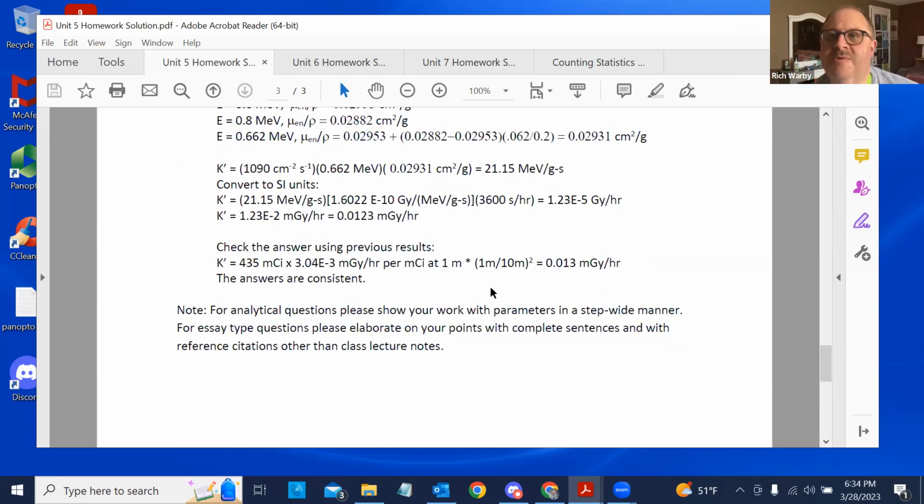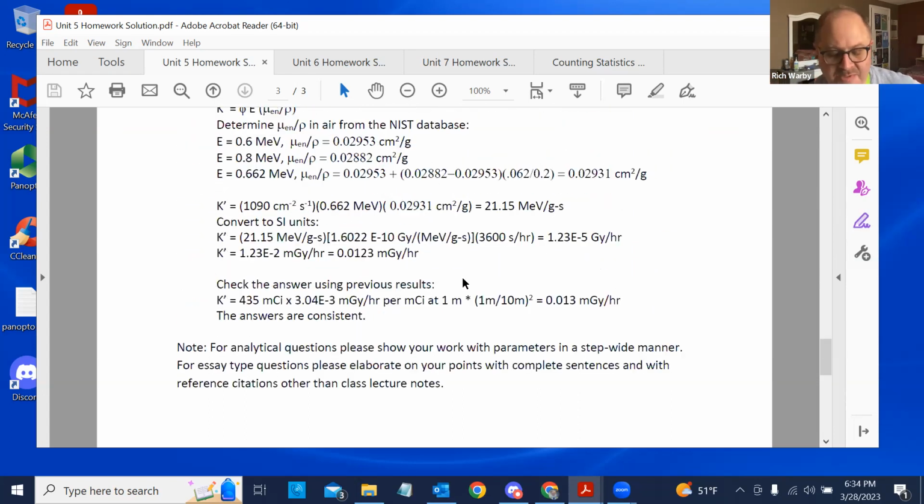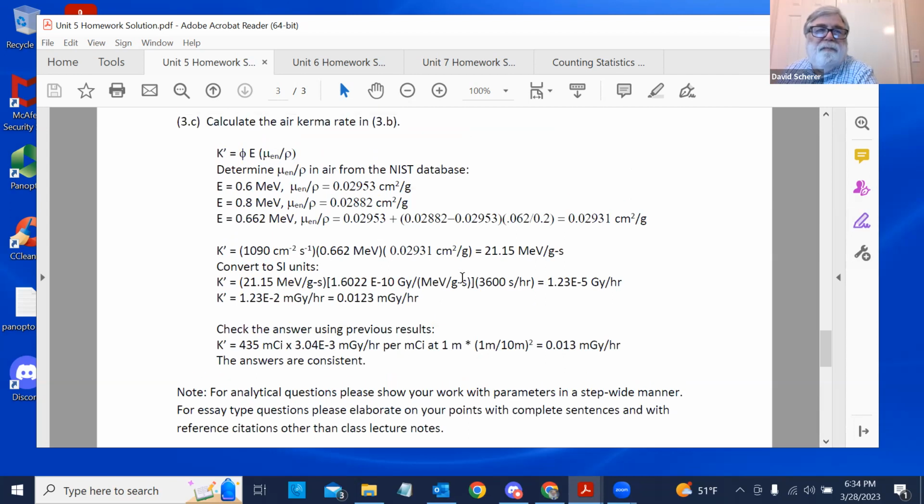I'm good up to this point. The question that I have, I think, is more of a conceptual one. So we've talked about Kerma, and then we've talked about air Kerma. Right now, I guess I'm not distinguishing the difference between those two.